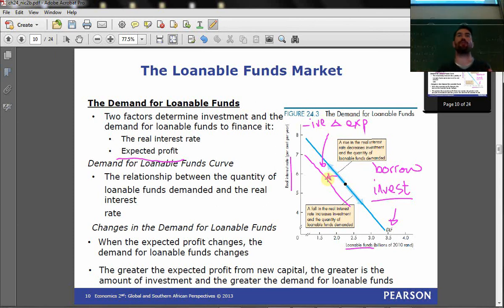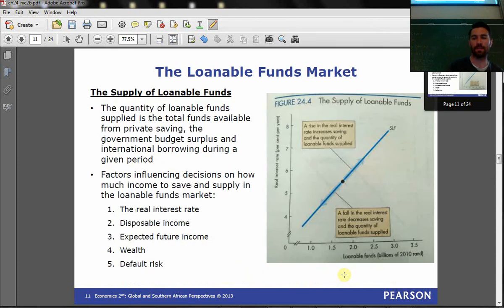Suddenly I'm not confident about my profits. My demand for loanable funds shifts to the left. Okay. So, changes in the demand for loanable funds: when the expected profit changes, the demand for loanable funds changes. The greater the expected profit from new capital, the greater is the amount of investment, the greater the demand for loanable funds. So that's the demand side.